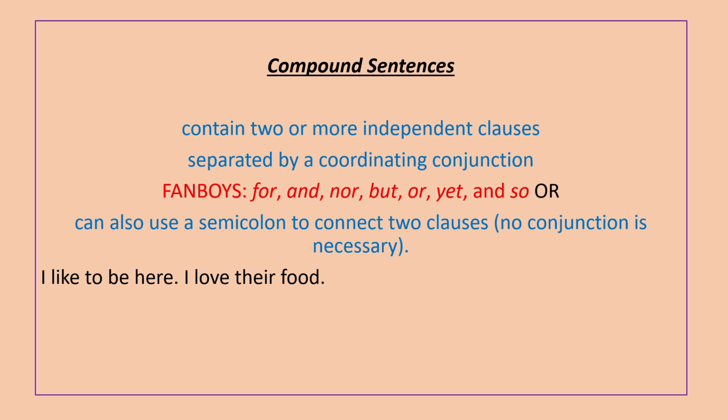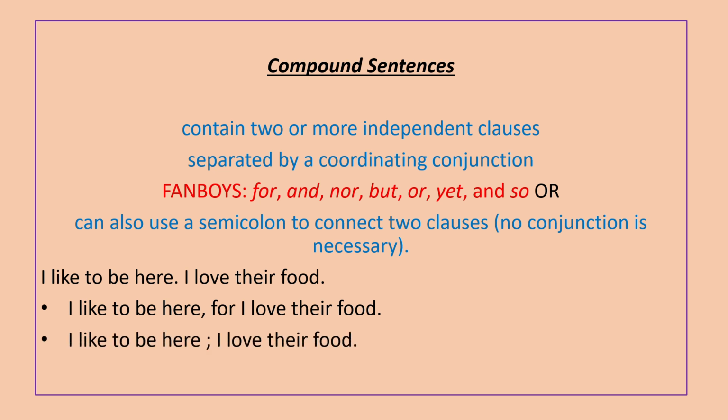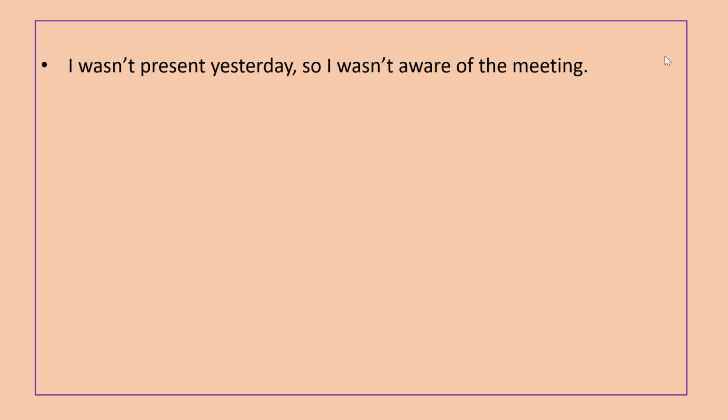So in order to convert these two sentences into a compound sentence, we can put: I like to be here, for I love their food. What we have done is we have put a coordinating conjunction, for, in between, and it has turned into a compound sentence. One sentence instead of two. This can also be done by using a semicolon, just like I explained: I like to be here; I love their food. Let us see another example.